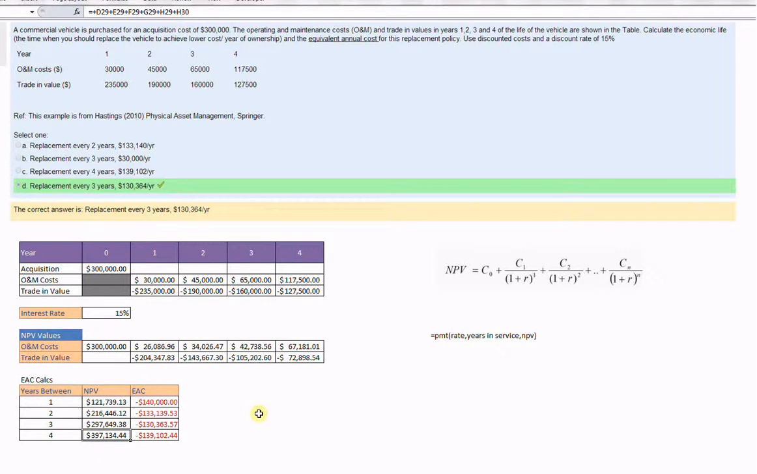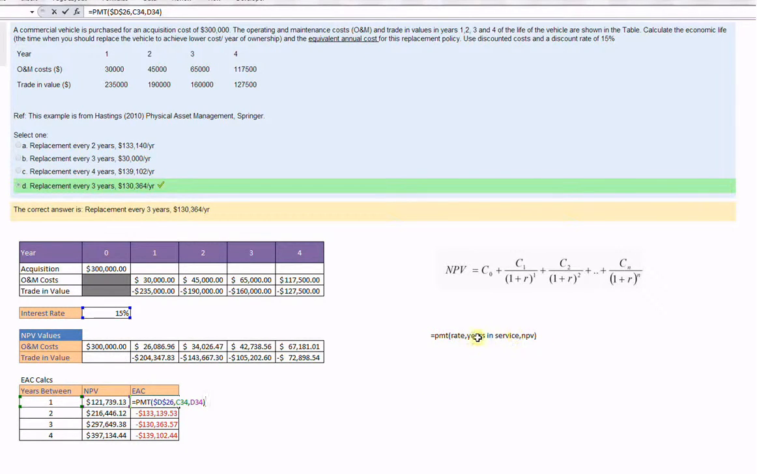Now the last thing to note is to calculate the EAC. There are two ways you can do it. The easiest way is in Excel, and all you do is you put in this function, which is payment. It's a standard annuity thing for finance, and all this is saying is take the interest rate, 15%, and the number of years that this is going to be in operation, which is 1 year, and then the net present value, which is in this case $121,739.15.